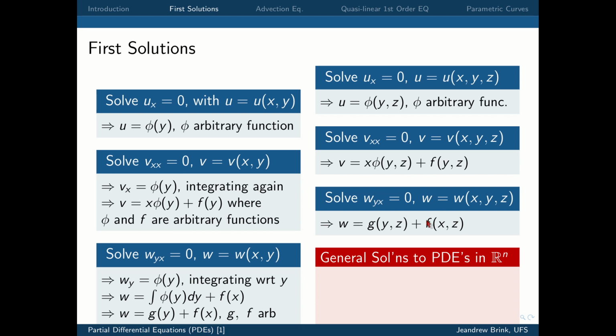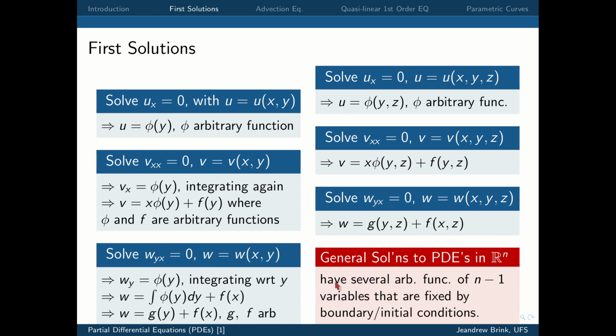And so you can look at this and make a more general observation. General solutions to PDEs in Rn, so that's the dimensionality. So an ODE is R1, these guys over here are R2, these guys over here are R3. Basically you have several arbitrary functions of n minus 1 variables. How do we choose these functions? I'll show you several examples in what's coming. Basically these arbitrary functions are then fixed by the boundary conditions.